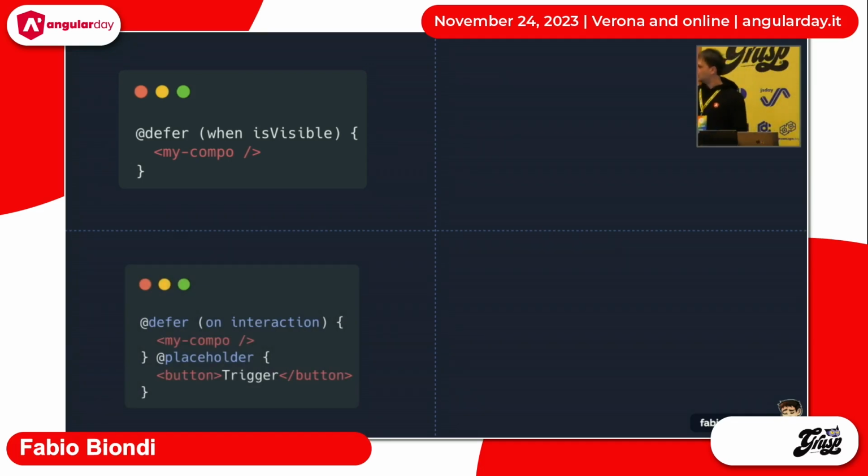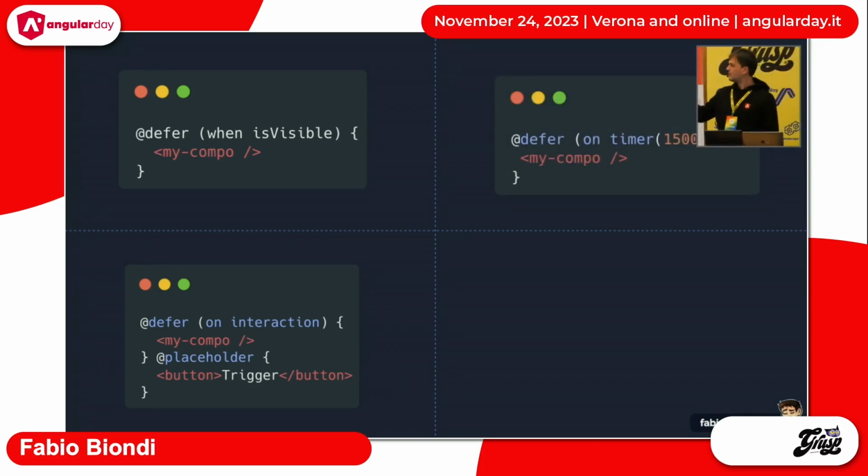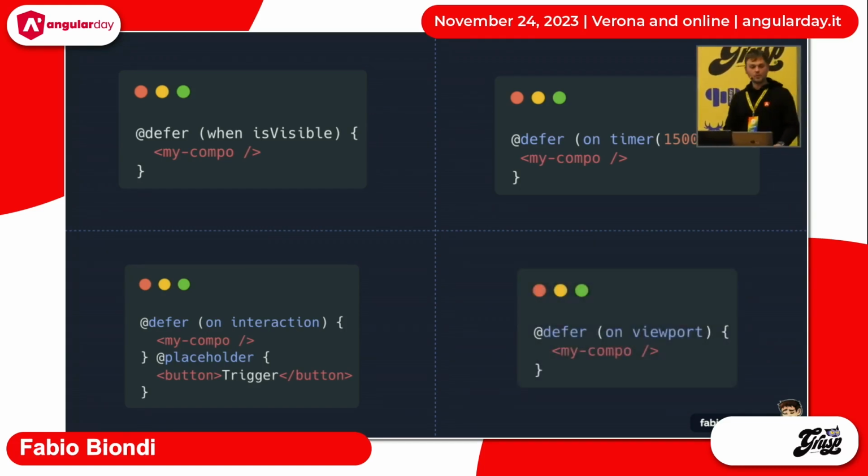In this case, the placeholder is shown. When I click on the placeholder, my component is loaded as a separate chunk. We also have on timer, for example, after 1 second, 2 seconds after the page is loaded, my component is loaded, or on viewport, that is very cool because the component is not hydrated, not loaded until it's visible in the viewport.